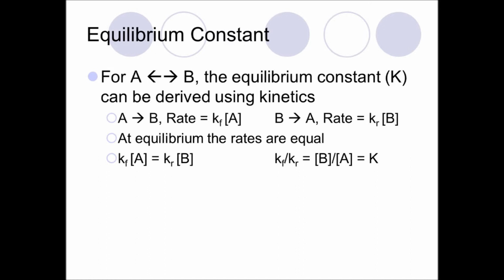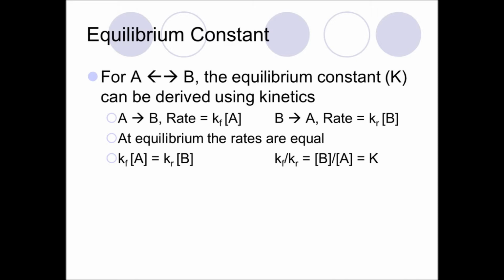A parameter useful in describing the position of equilibrium is the equilibrium constant, which we represent with a capital K. We can say that the equilibrium constant is equal to the concentration of the products over the concentration of the reactants. We could also calculate the equilibrium constant K by a ratio of the rate constants for the forward and reverse reactions. This is shown mathematically by describing the rate law for each reaction, forward and reverse.